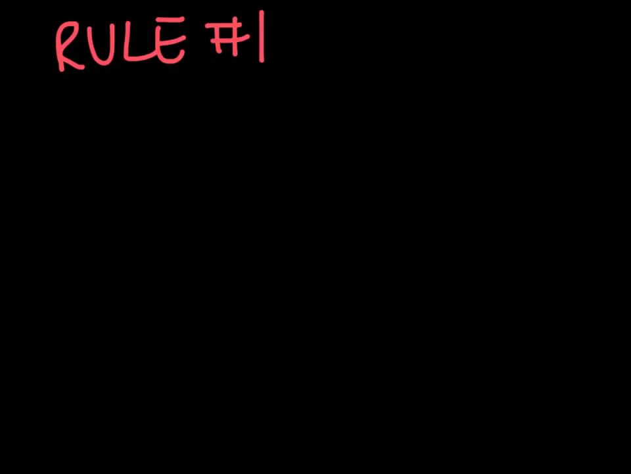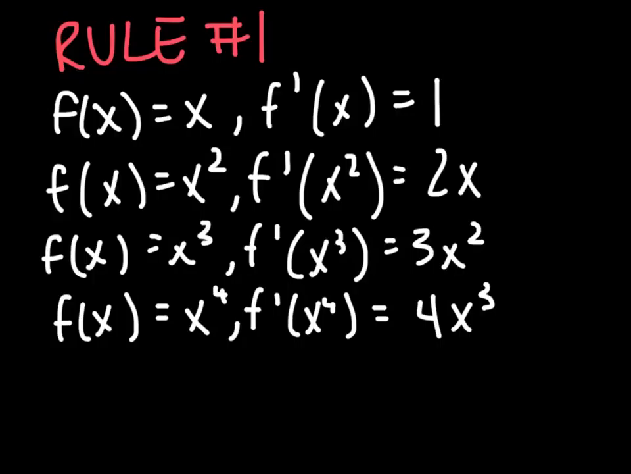Number 1. So, let's write out some derivatives. Okay, so here I have some examples of derivatives, and as you can see, each function increases by 1 degree. So this is x to the 1, 2, 3, and 4. When I find the derivative of each one, for f prime of x I get 1. For x squared, I get 2x. For x cubed, I get 3x squared. And for x to the 4th, I get 4x cubed.